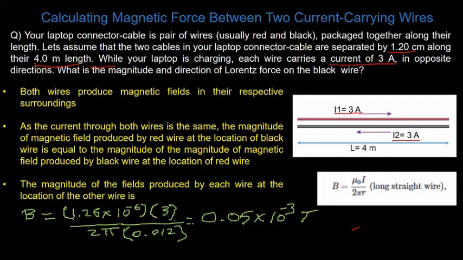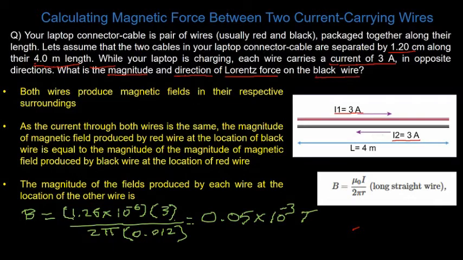The question is asking the magnitude and direction of the Lorentz force. Lorentz force is another name for the magnetic force, and the question is asking for the Lorentz force acting on the black wire. So that's the specific question. Let us see how to answer this question.